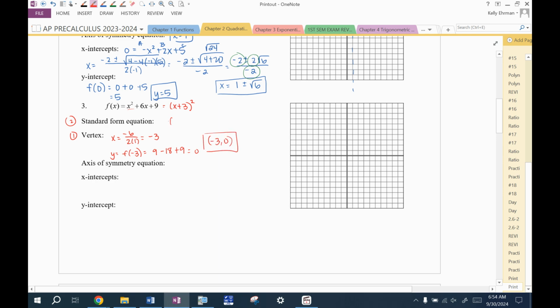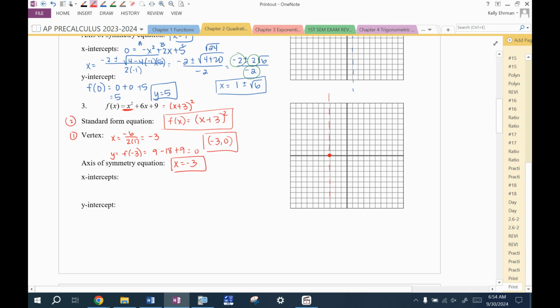So vertex form would be f of x equals, there's nothing in front of x squared, (x plus 3) squared, plus 0 technically, but you don't have to write that. And I got that just from factoring it too. So this one, the only time you can factor to get vertex form or standard form is when it's one of these perfect square trinomials. It factors into the same thing times itself. So let's plot as we go here. There's that. Axis of symmetry, x equals negative 3.